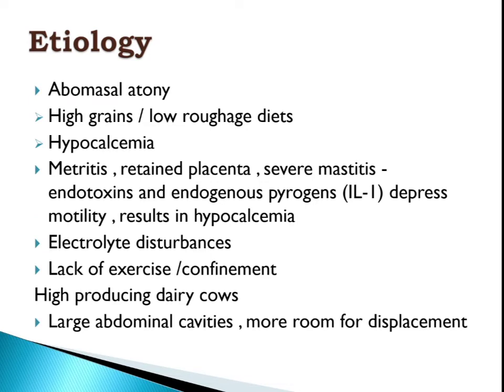Now, what is the etiology? The main cause of displacement of abomasum is the abomasal atony, and this may be due to high grain feeding or low roughage diets. The hypocalcemia due to various diseases like metritis and retained placenta may also cause abomasal atony. Electrolyte disturbances and lack of exercise and confinement may also cause abomasal atony, leading to displacement of abomasum. In high-producing dairy cattle, as there are large abdominal cavities, there is more room for displacement, which causes more displacement of abomasum in this kind of breeds.